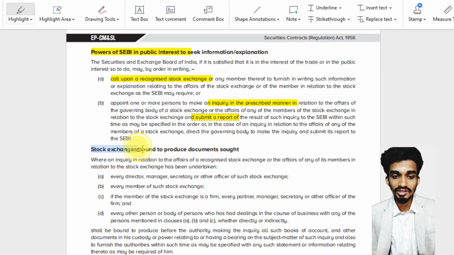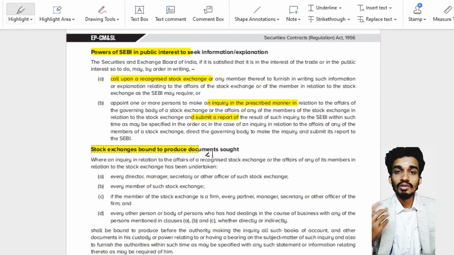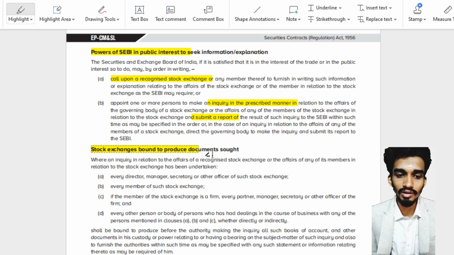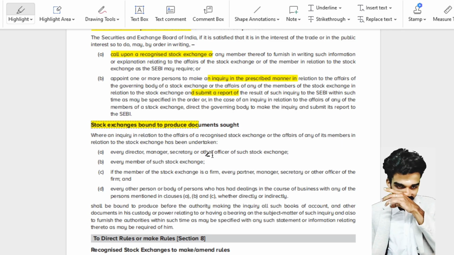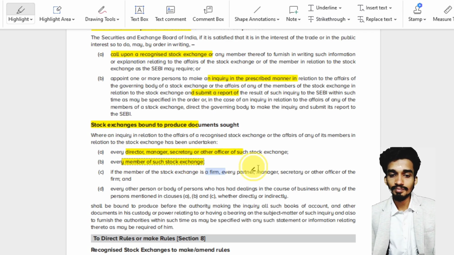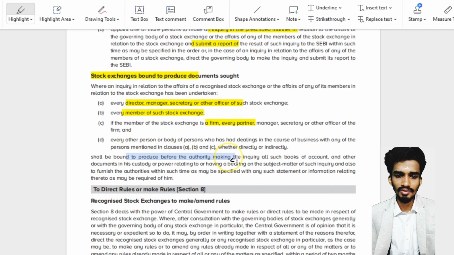So the stock exchanges are bound to produce. What if the stock exchange members do not follow the commands given by the investigative authority? The Act clearly states that the stock exchange is bound to produce the documents. Every director, every manager, every secretary, every member of such stock exchanges, every person who is connected has to mandatorily produce such documents before the authority.